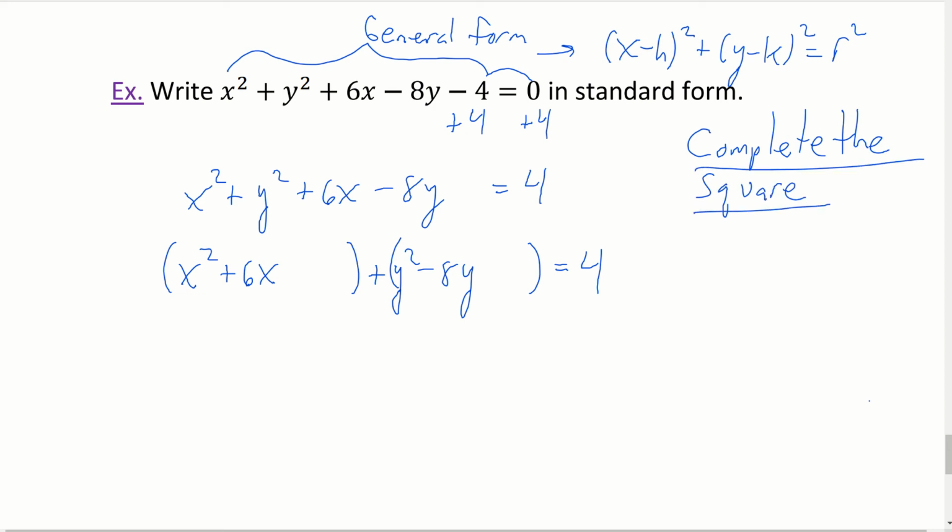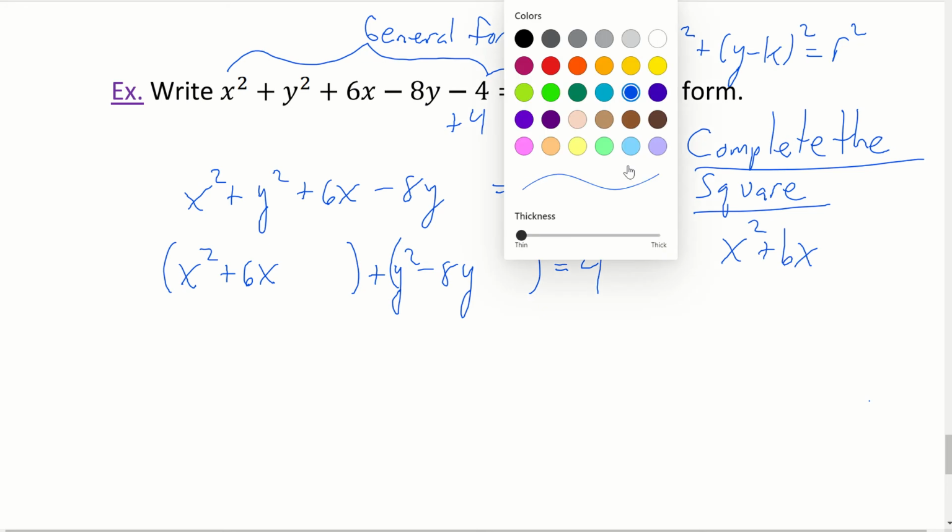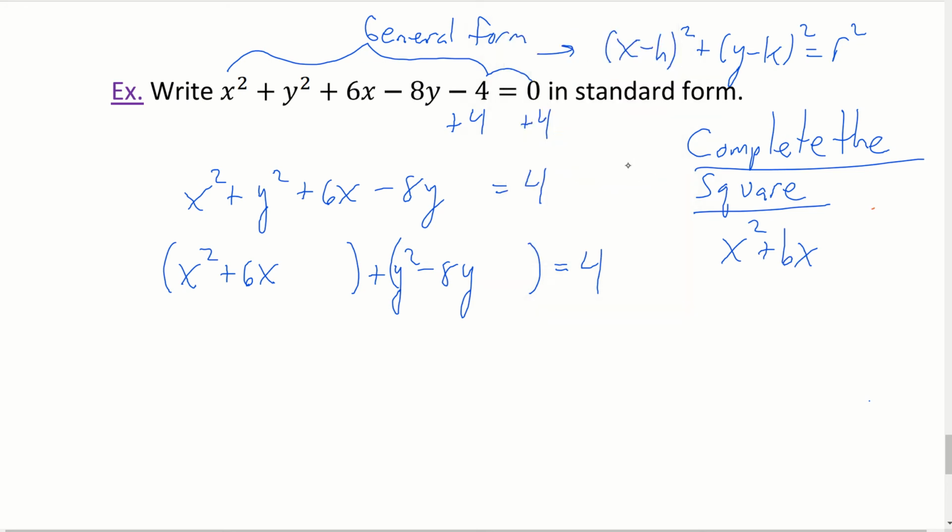The way completing the square works is as follows. If you have the expression x squared plus bx, we can complete this to a perfect square by adding the following thing. You take the coefficient of the x to the first power term, you take half of it, so you divide it by 2, and then you square that.